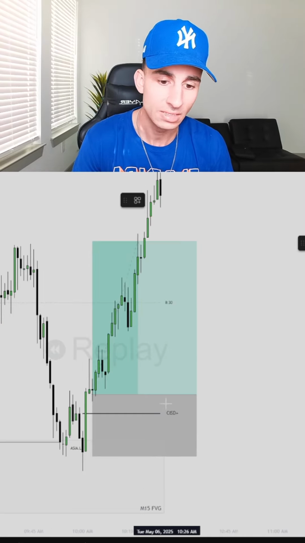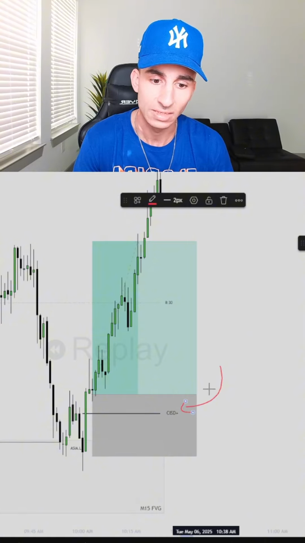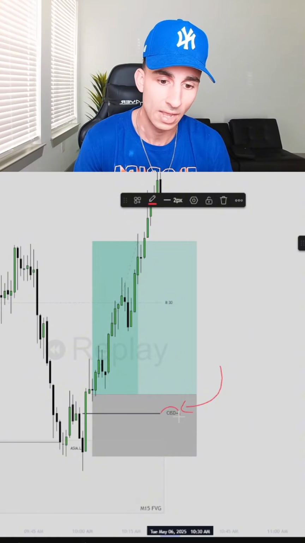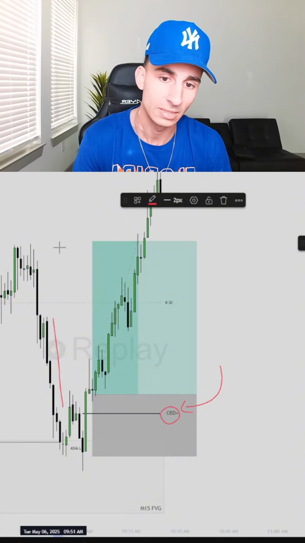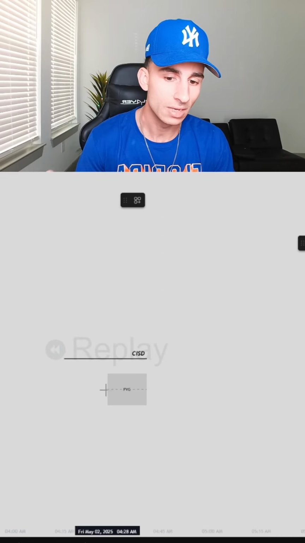As you can see in this example, price never tagged the CISD. So if you were only looking for your entry right here, you would have never gotten tagged in on this beautiful trade. This is not always the case though.